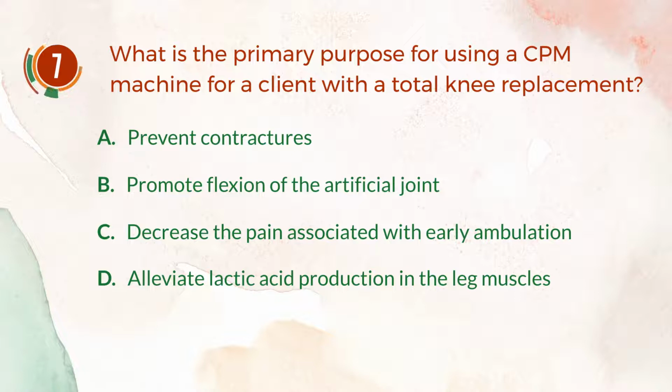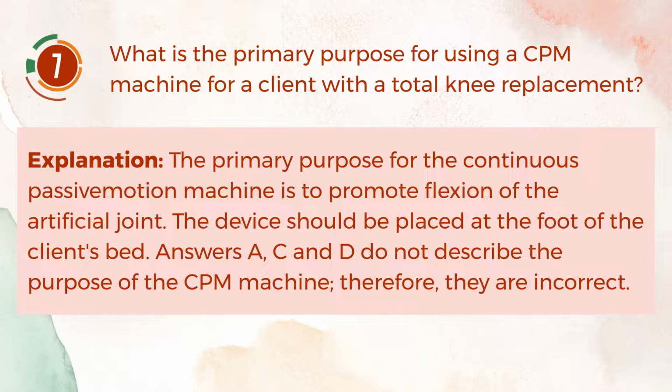The correct answer is B. Promote flexion of the artificial joint. Explanation. The primary purpose of the continuous passive motion machine is to promote flexion of the artificial joint. The device should be placed at the foot of the client's bed. Answers A, C and D do not describe the purpose of the CPM machine, therefore, they are incorrect.